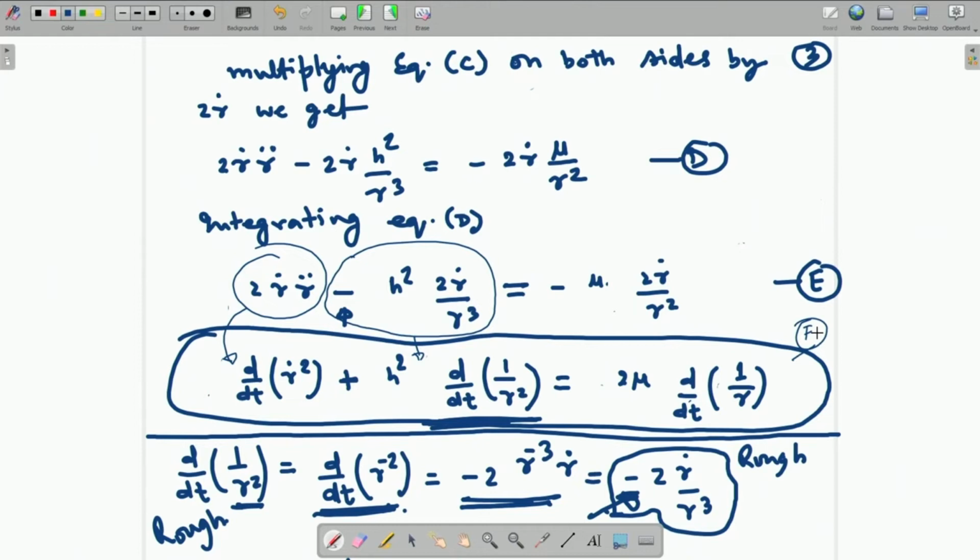Now, we can do the integration with respect to dt. Okay. On both sides we can operate with respect to dt. This is the proper way of doing it. So, now we go to the next page.